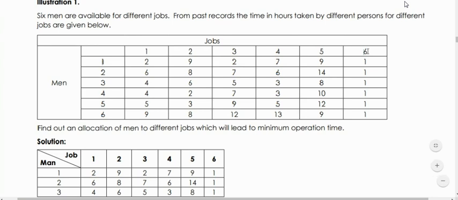Does that mean that I should be allocating all the 6 men to do the sixth job because they are all completing the job in 1 hour? No. Why not? Because I have 6 different jobs and I have 6 different men. So my work is to allocate one single job to one person only. Therefore, I need to find a combination.